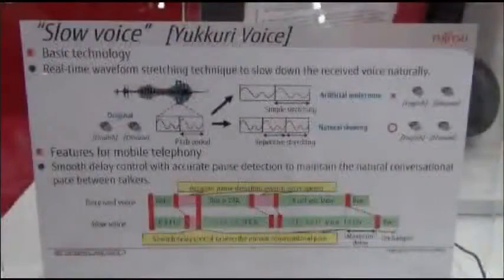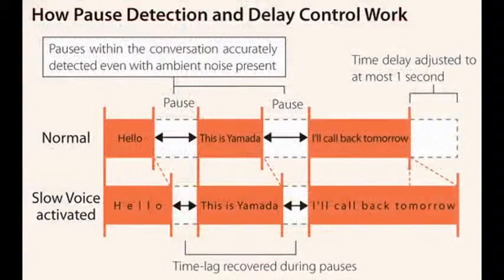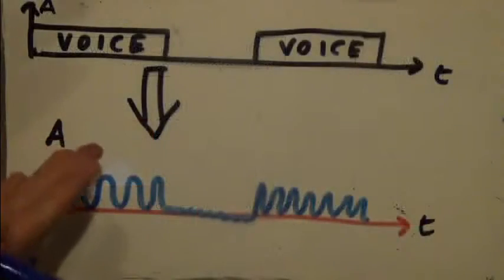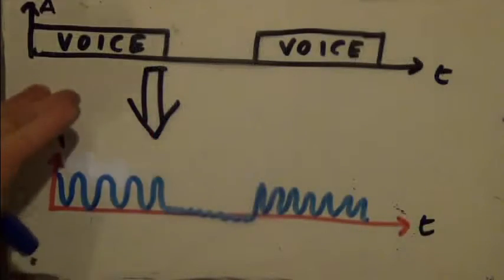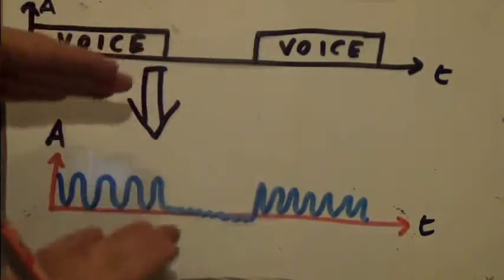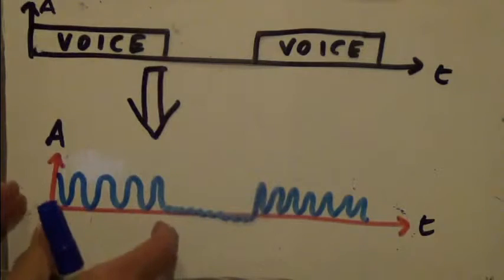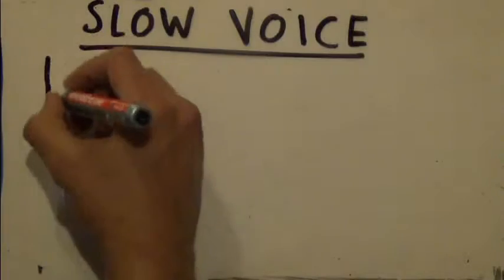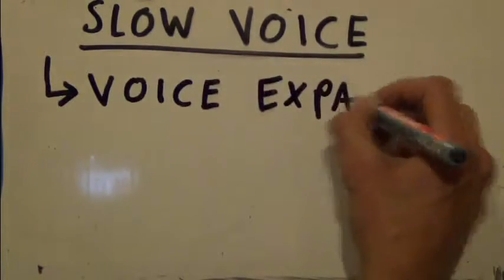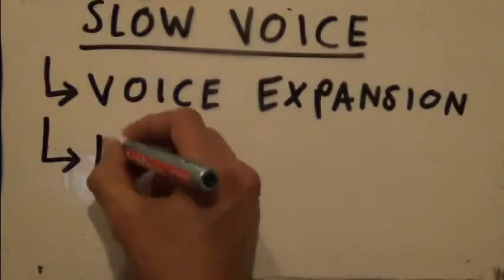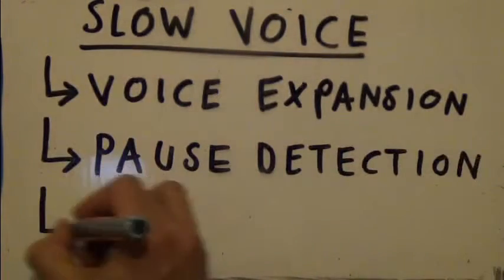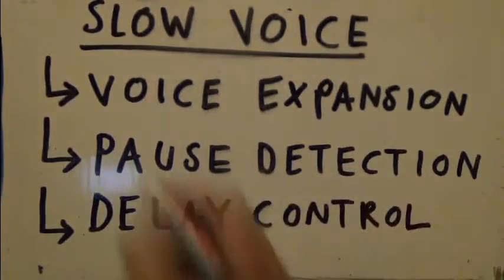And stop. We're going to have a look now, what does this diagram actually mean? Straight from their website, you can see quite a lot of information about this function. Here's another version of this diagram. So instead of just having the blocks, we're now looking more at what is actually in these voice blocks. These are actually waves, or sound waves. They say it refers to 3 different types of technology: voice expansion, pause detection, and delay control.